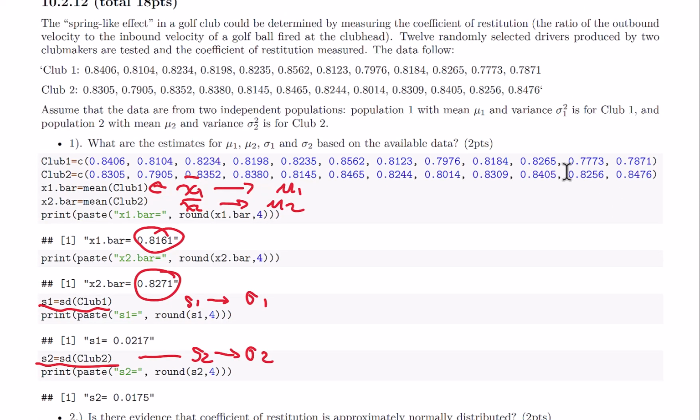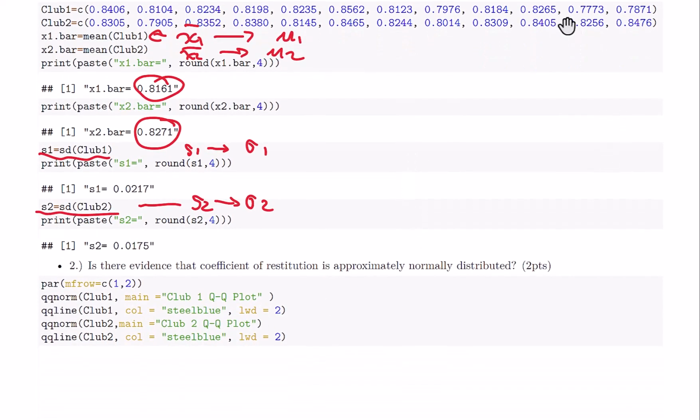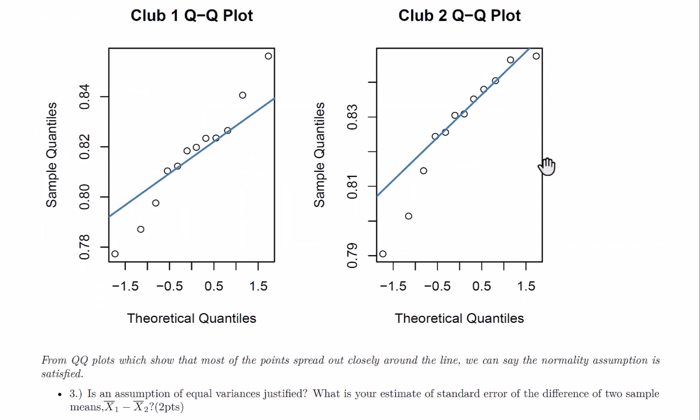Some of you may say, what if we do the histogram? Histogram does not work well when the number of observations is not that big. That's why we have to use the QQ plot. We just QQ plot these two samples here and see how it goes. You can see for club 1 and club 2, most of the time we would not expect those dots, the theoretical quantiles and the sample quantiles, to be exactly along this blue line.